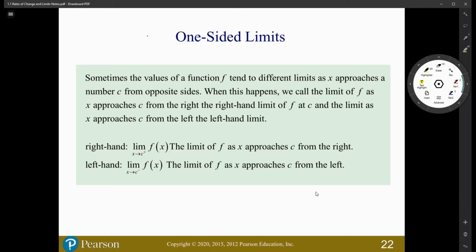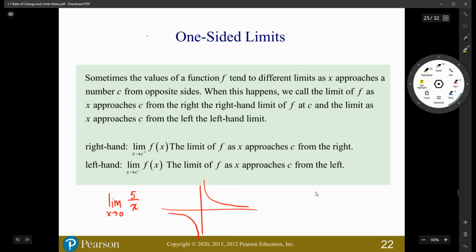In the previous example, we looked at the limit as x approaches 0 of 5 over x, and the graph looked something like this. And when we tried to figure out what was going on with this function as x got closer and closer to 0, we noticed that the behavior of the graph was different on either side. On the left side, this function seemed to decrease or get smaller without bound, and the other one seemed to increase without bound.